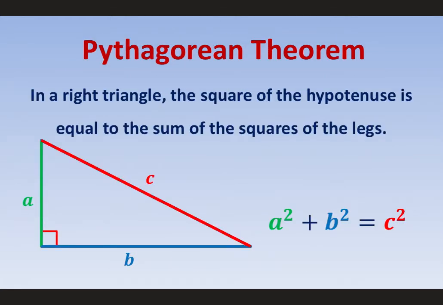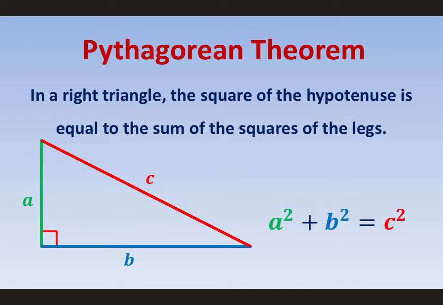Another thing we can do with right triangles is we can do the Pythagorean Theorem. Now, this is only with right triangles. So this only works when one of our angles is a right angle. Across from that right angle is what we call the hypotenuse. The Pythagorean Theorem goes like this. It's the square of the hypotenuse is equal to the sum of the other two sides squared. In other words, a squared plus b squared equals c squared.